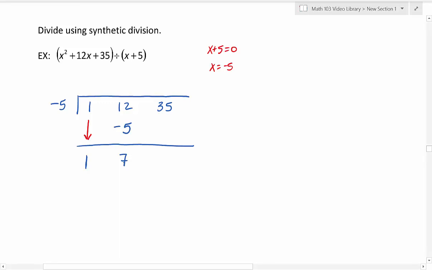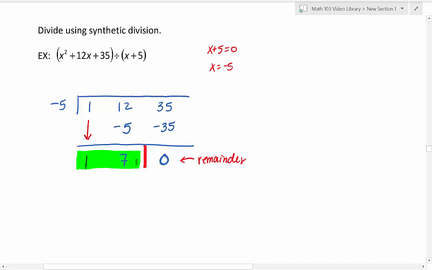We're going to take this number, multiply it by the 0 of our divisor. 7 times -5 is -35. We add down and get 0. So this portion is done because we're out of numbers. Every time, this last number is always your remainder. I like to put a little vertical line here to kind of separate the remainder from the coefficients. These numbers here are the coefficients of our quotient.